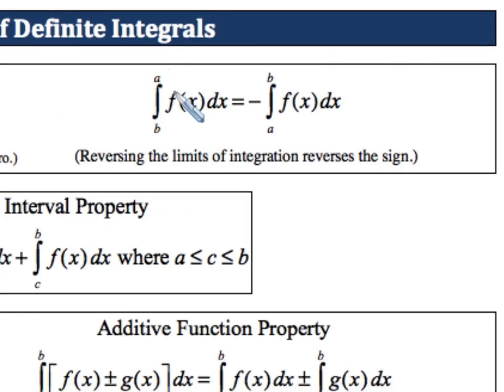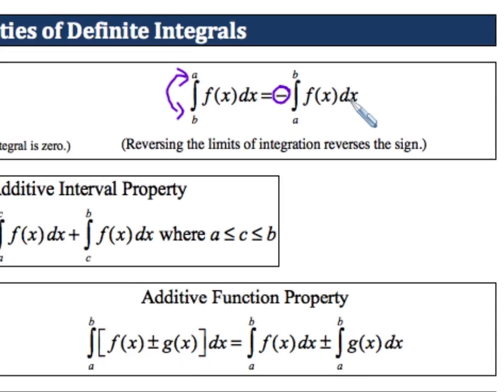Now, in this case, if we reverse the limits of integration, we actually reverse the sign of our integral. So we'll just say that this is the integral from b to a of f of x dx. And that's going to equal the opposite, or the negative, of the integral from a to b. Okay? So if we switch the limits of integration, then we switch the sign as well.